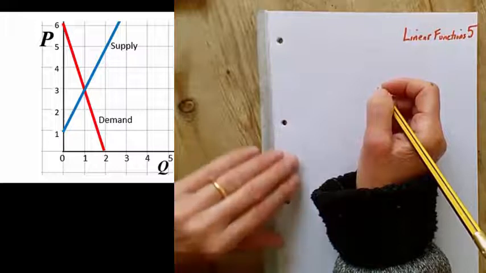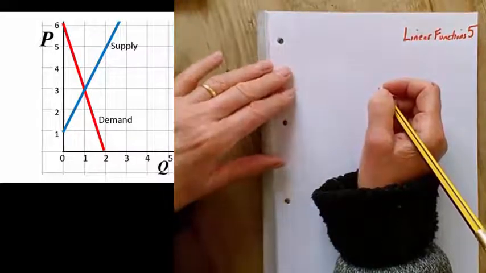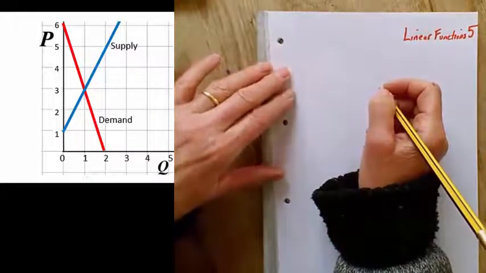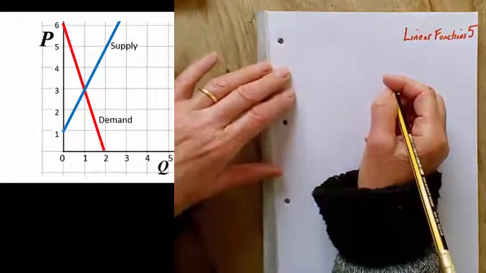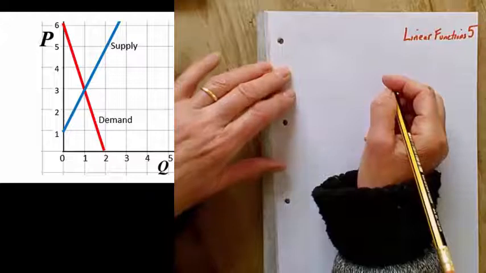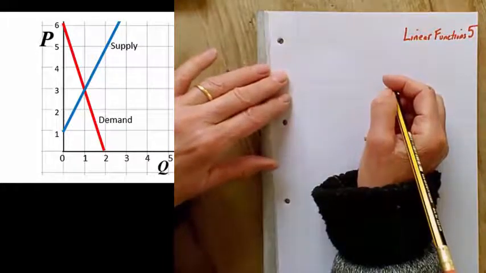So let's find, and this is what's known as solving simultaneously. We're looking for the unique combination of P and Q that's the same for both of these lines. So let's look at the supply curve first.